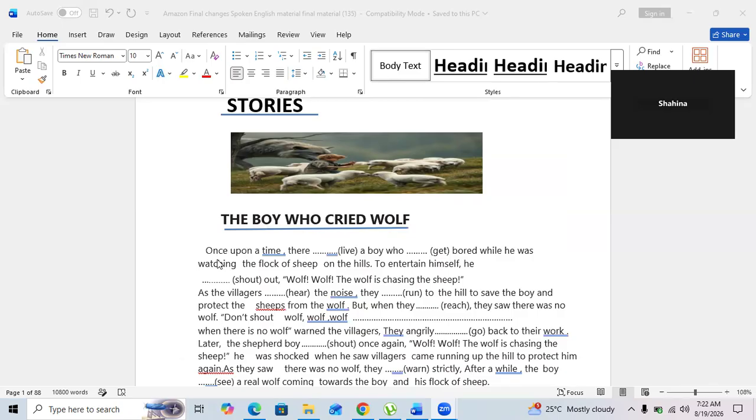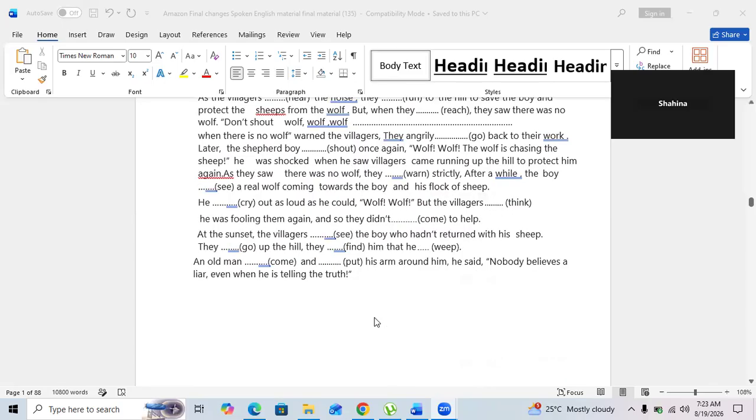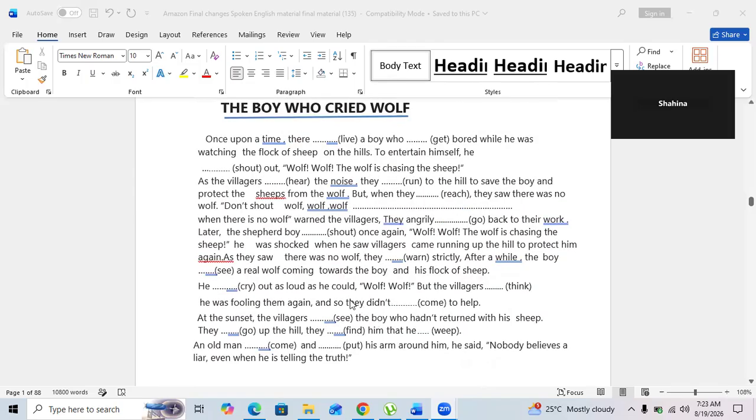As you can see here, once upon a time there... what will be in the blank? Lived. Why? Because whenever you go through any story, you have to use simple past. Once upon a time there lived a boy who got bored. He was watching the flock of sheep on the hills. To entertain himself, he shouted. So always remember, the moment you tell about the past, you have to use simple past, that is V2. In the same way, you can complete this story, and you can take a snap of this.